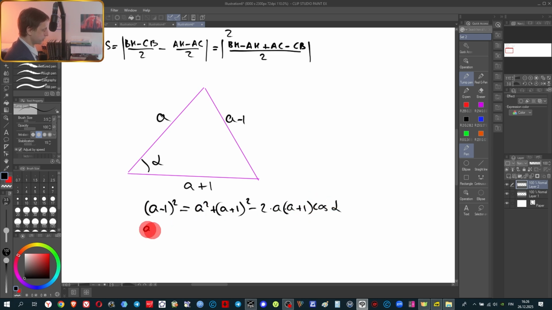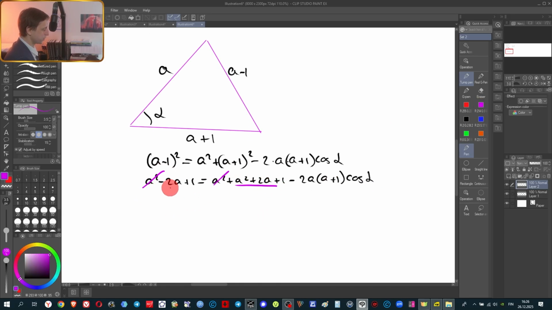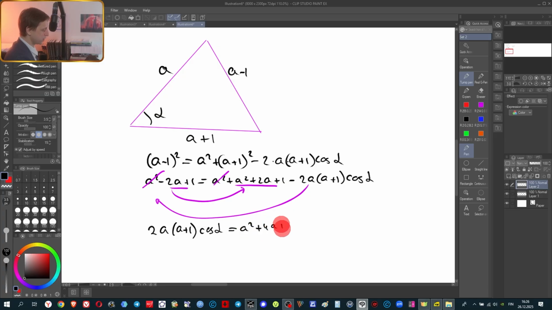Perfect. Let's work with the squares. A squared minus 2A plus 1 equals A squared plus 2A plus 1 minus, here I will not multiply them on purpose. I will leave it like this. It will be 2A, A plus 1 times cosine alpha. Perfect. As you can see here, we can get rid of this square, we can get rid of this one. Everything related to A we will bring to the other side. Or maybe not. We will bring this one to this side and this one to this side to get rid of negative signs. So we will have the formula on the right side 2A, A plus 1 cosine alpha equals A squared plus 4A plus 2.